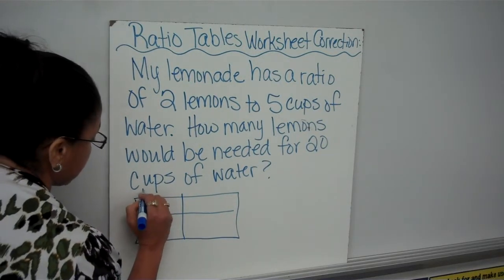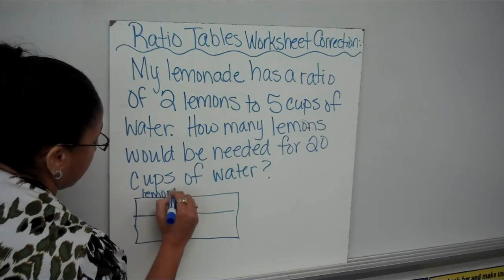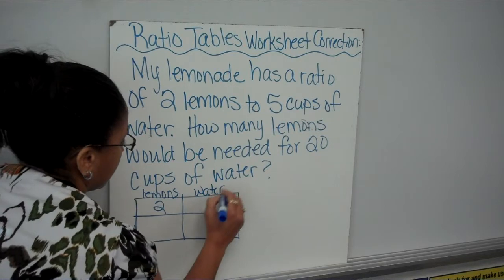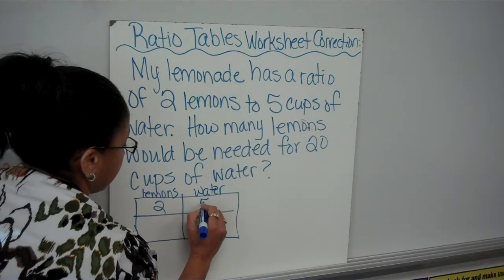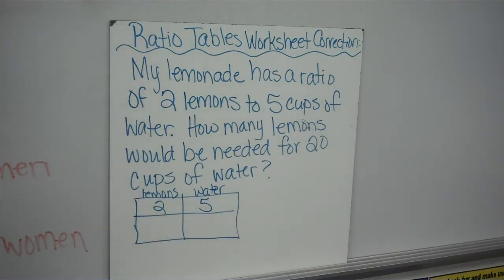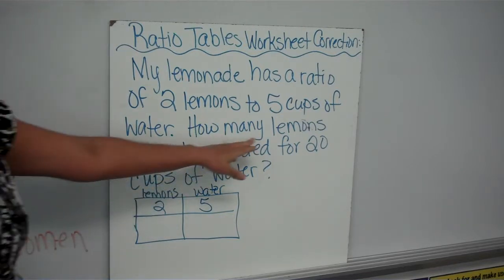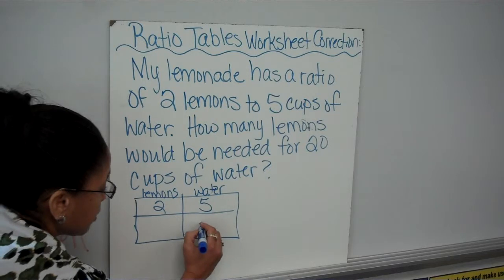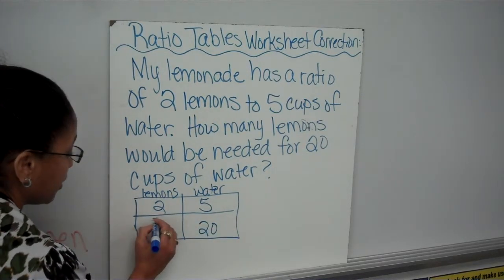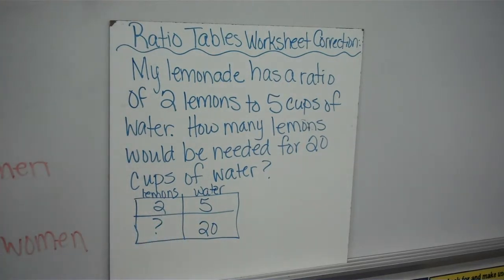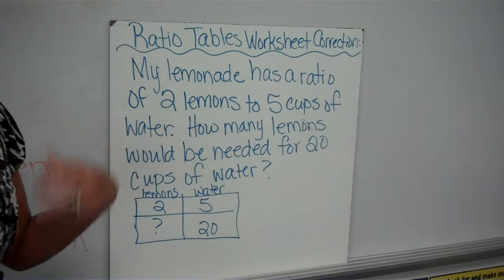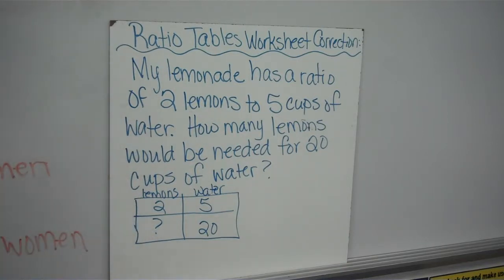This would be lemons. And I need 2 lemons. And this would be water. And I need 5 cups of water. Well, it says how many lemons would be needed for 20 cups of water. So I can just fill in here with the 20. And I don't know the number of lemons that I need, so I'm going to put a question mark there. So I can go ahead and write this as lemons over water or water over lemons to figure out what the missing number is here.